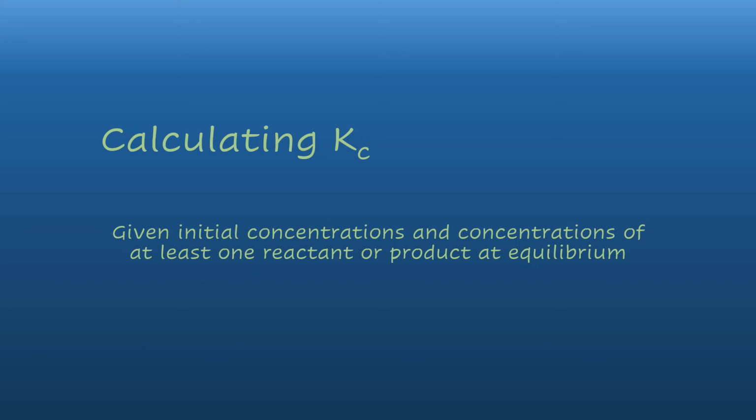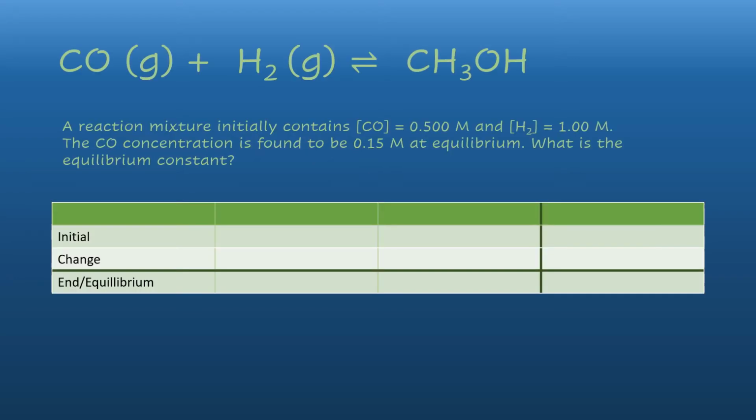Okay, today we're going to look at calculating the equilibrium constant given initial concentrations and concentrations of at least one reactant or one product at equilibrium. The first thing we need to do is fill out the ICE table. Sometimes you'll see these called RICE tables, where the R is the reaction. And then you have the initial, the change, and then the end in equilibrium.